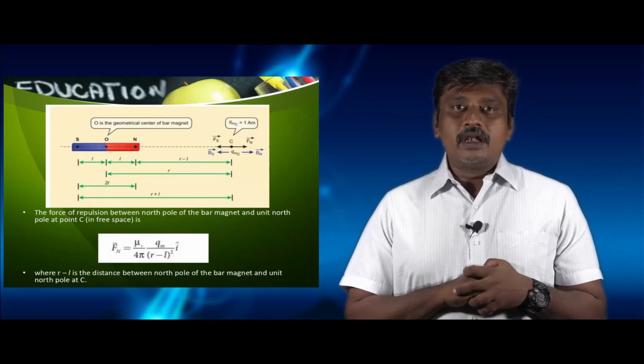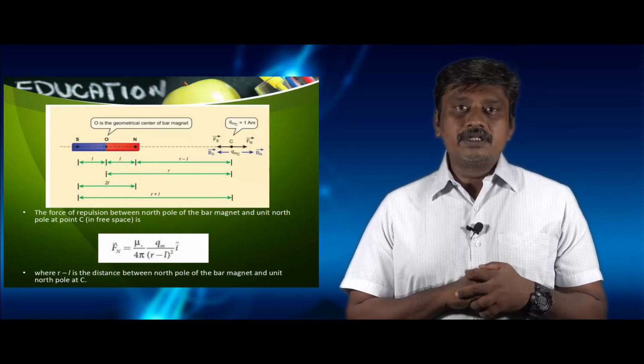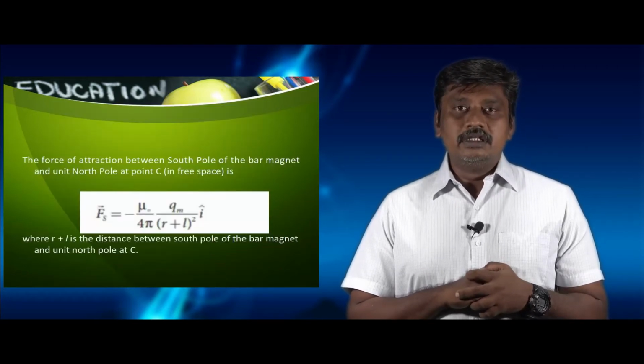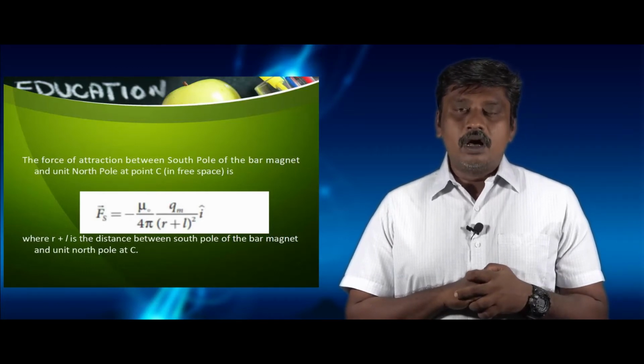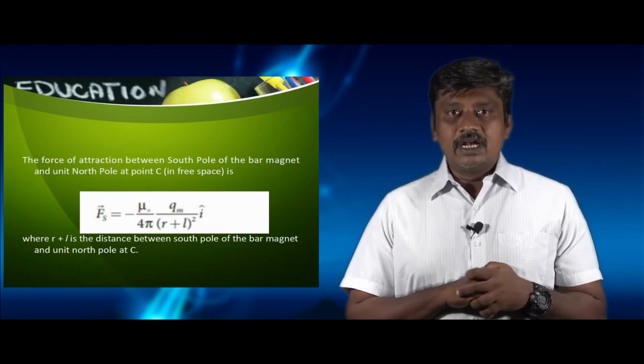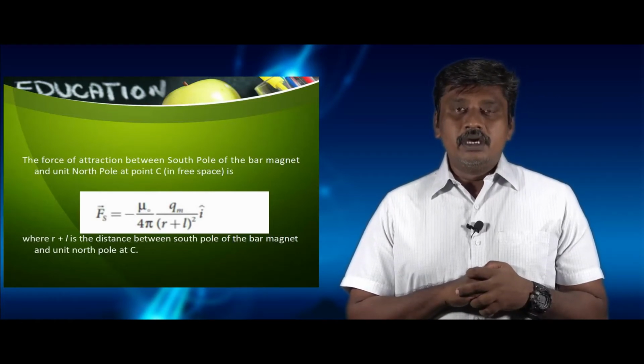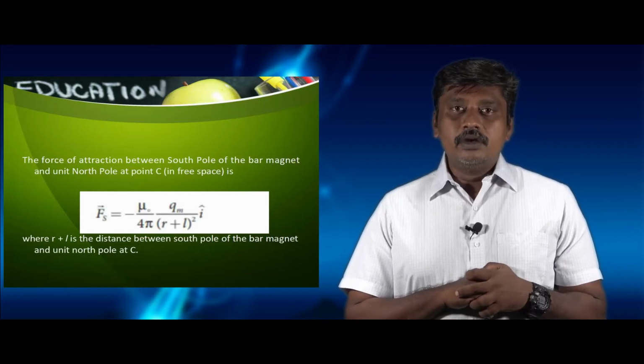Similarly, we can write the force experienced by the unit north pole due to the south pole of the bar magnet as Fs. This Fs can be written as minus mu naught by 4 pi QMB divided by R plus L the whole square. This negative sign indicates that because of this the force will be towards the south pole of the bar magnet.